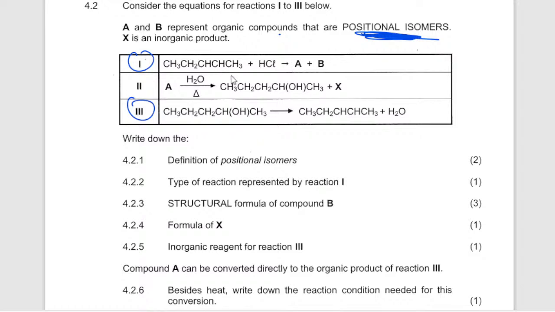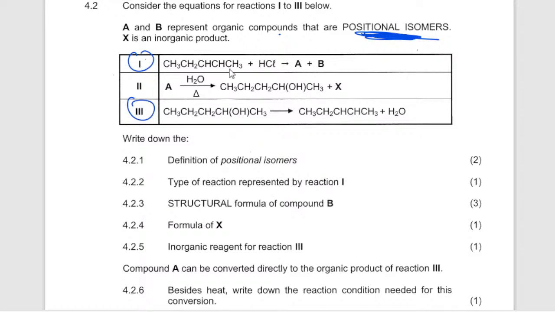Okay, let's go to the question and then we find out. Define positional isomers: structures or molecules with the same molecular formula, but a different position of the substituents or functional group. All right. The type of reaction represented by 1.